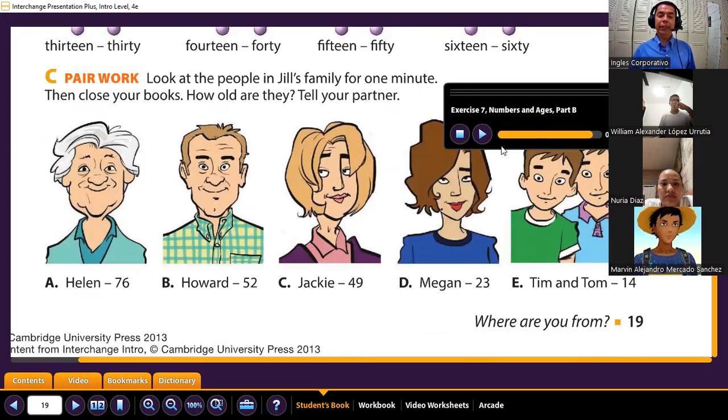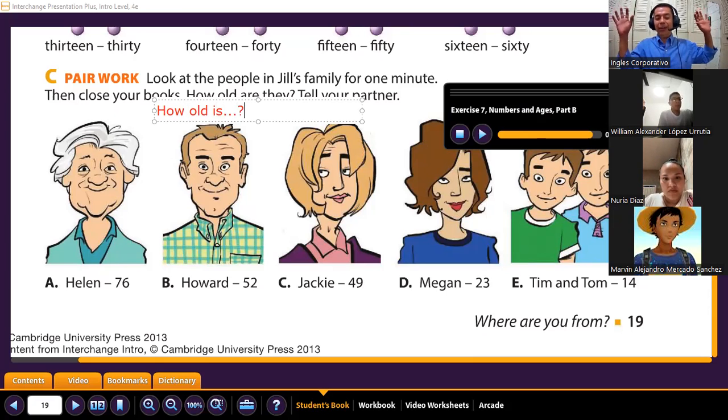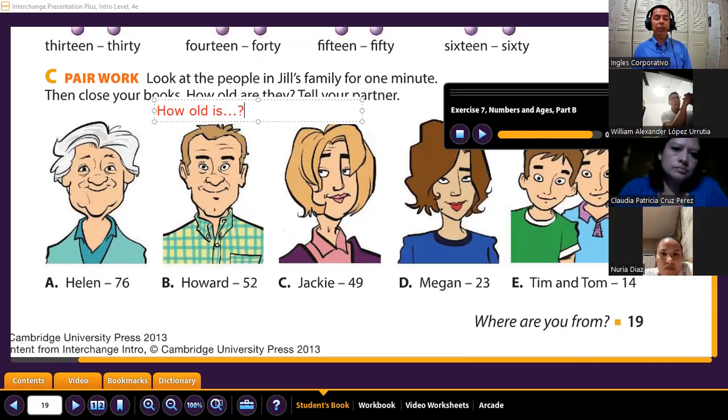Look at the people here, right? How old is he? How old is she? How old are they? Right? Good. Letter A. How old? I will copy here for you. How old is she? Is he? Or are they? How old are they? This is plural, right? Letter A, right? So, Claudia, you make the question. And Grecia, you make the answer, right? How old is she? No, letter A. Or you can say, Claudia, how old is Helen? Or how old is she? The two options, right?